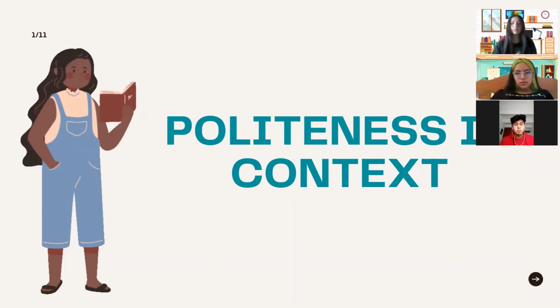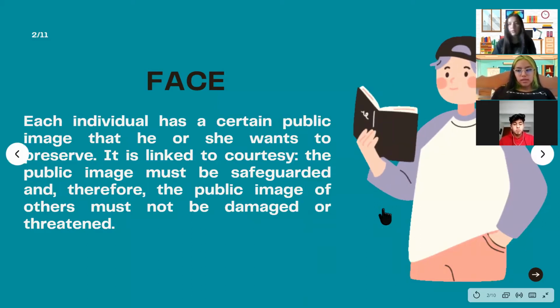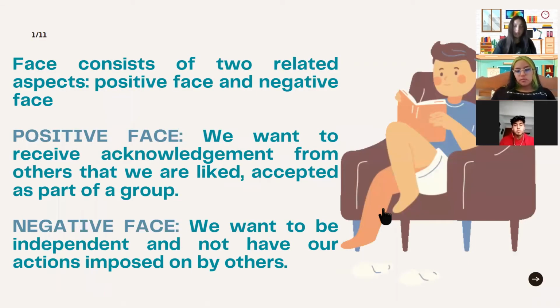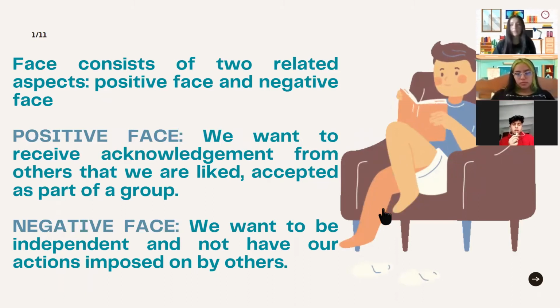Okay, we will start with face. Face is the self-image that we have and we preserve in public, and is the way that we want to be seen. So face consists of two related aspects: positive face and negative face.